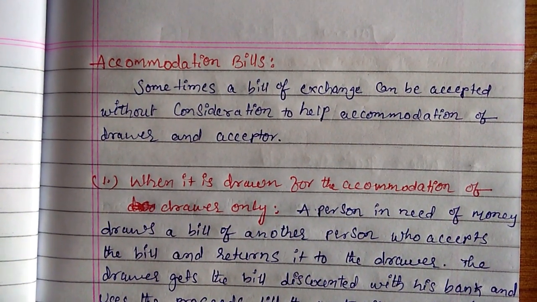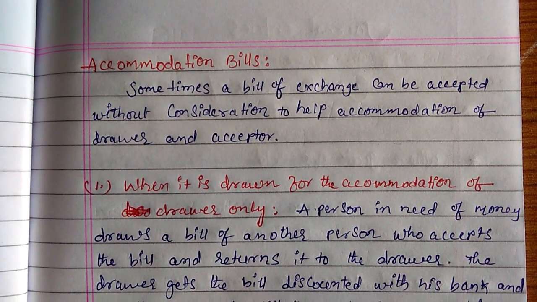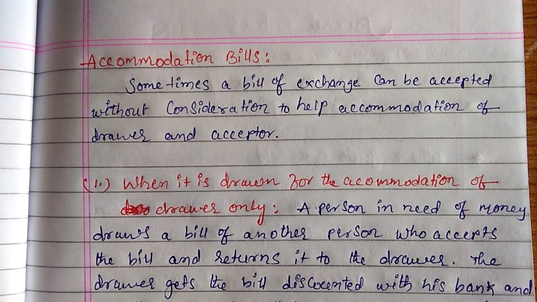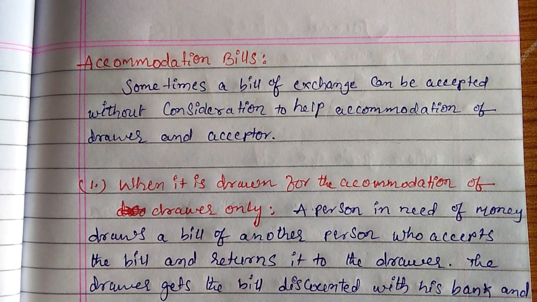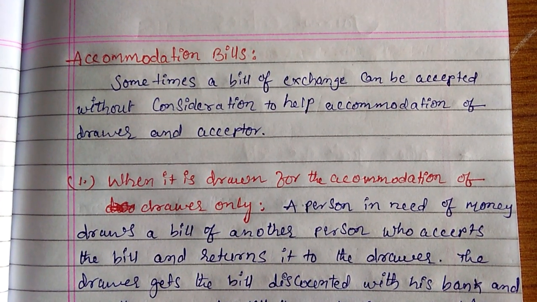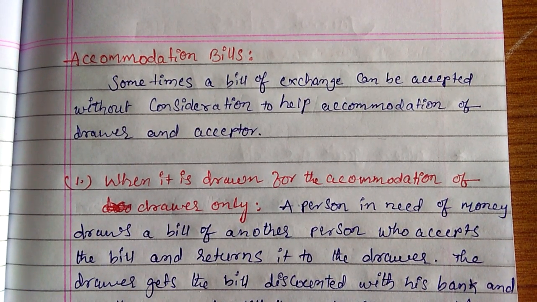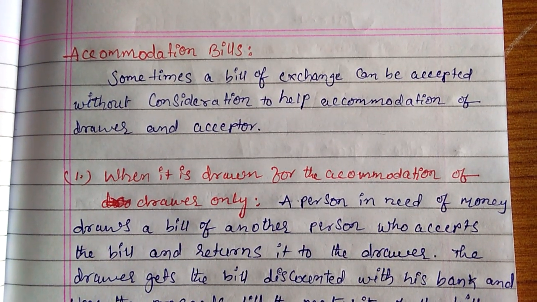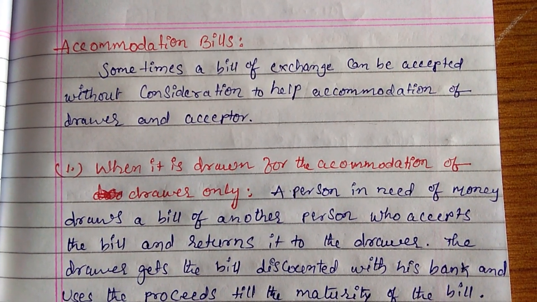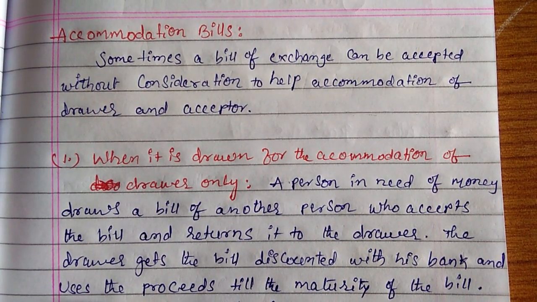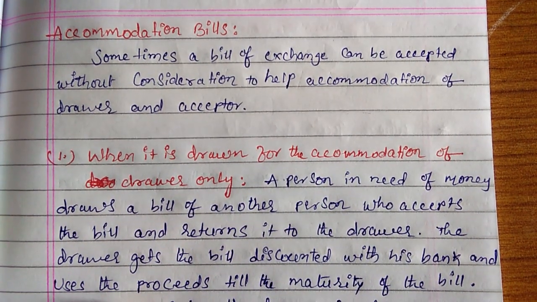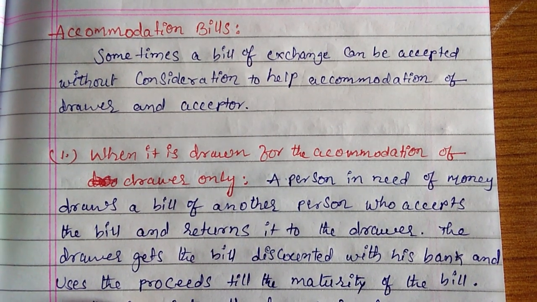And next one is accommodation of bills. Actually, bills are recorded for debt transactions or debt sales. But sometimes, for mutual understanding, the drawer and drawee write bills for getting cash immediately, and the bills are discounted at the bank, and finally on the due date the drawer and drawee honor the bill at the bank. So, these are accommodation bills. Sometimes a bill of exchange can be accepted without consideration to help the accommodation of the drawer and acceptor or drawee.